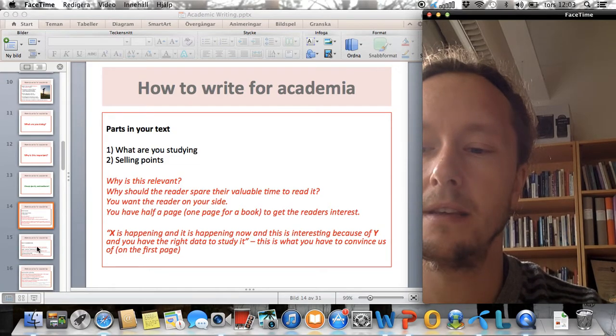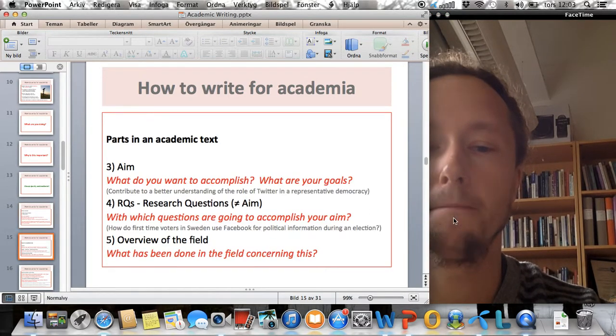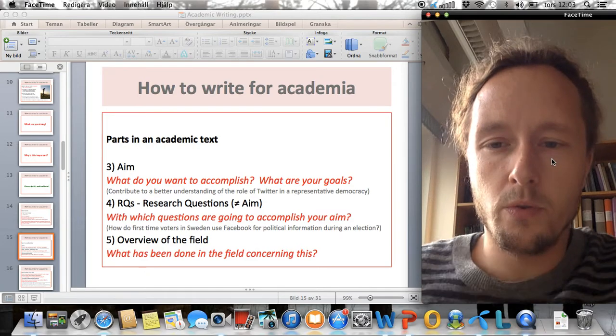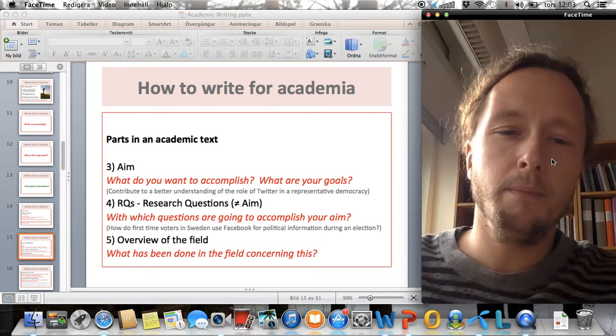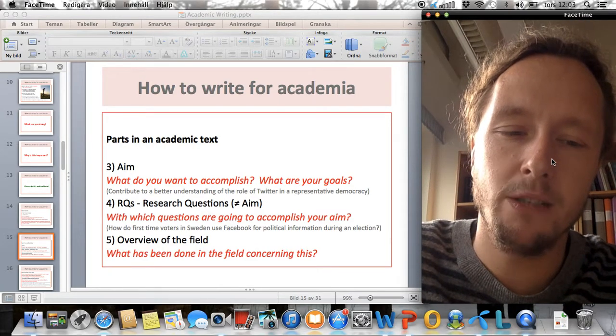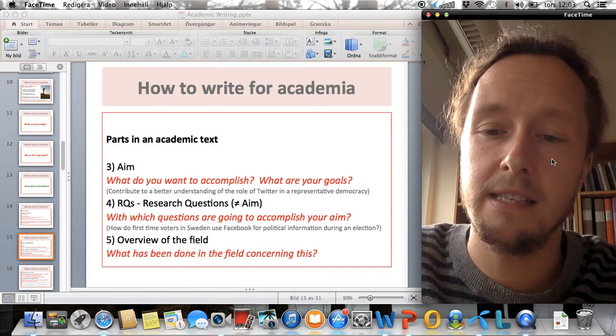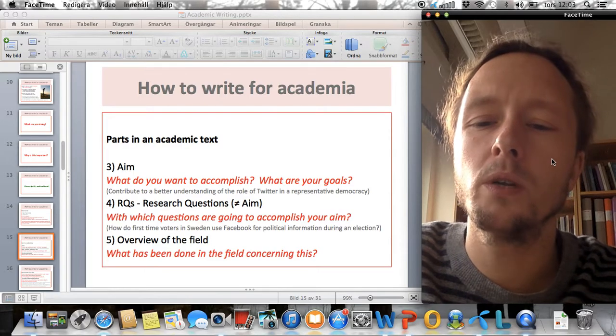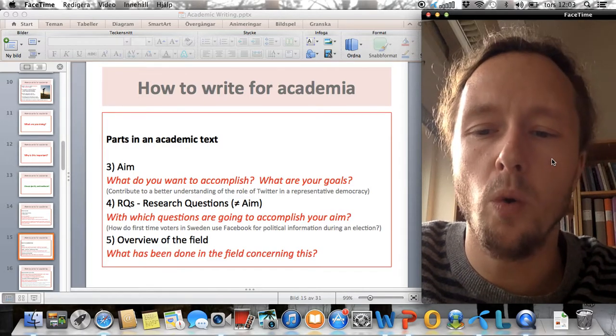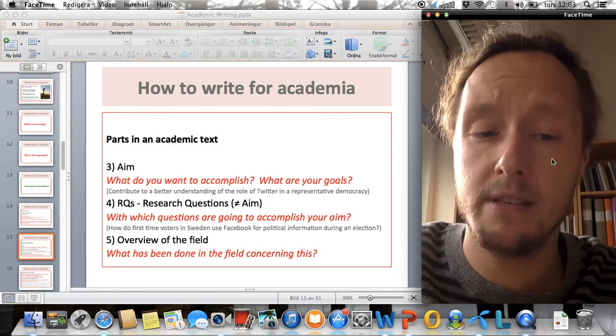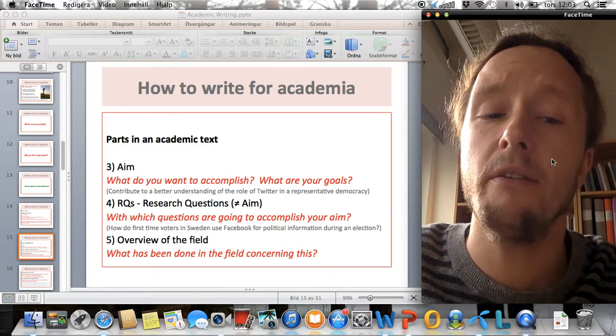So this is about the introduction, and you also have to talk a little bit about the aim, and it taps into why this is important to study when you sell your thesis. What do you want to do? What do you want to accomplish? What are your goals? And the aim is not the same as the research questions. I mean, you have to separate the two.